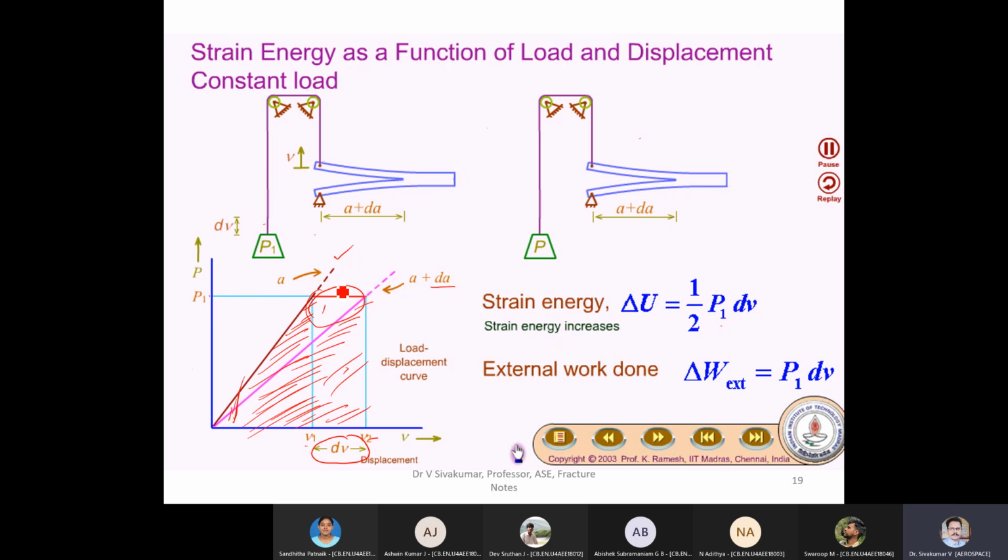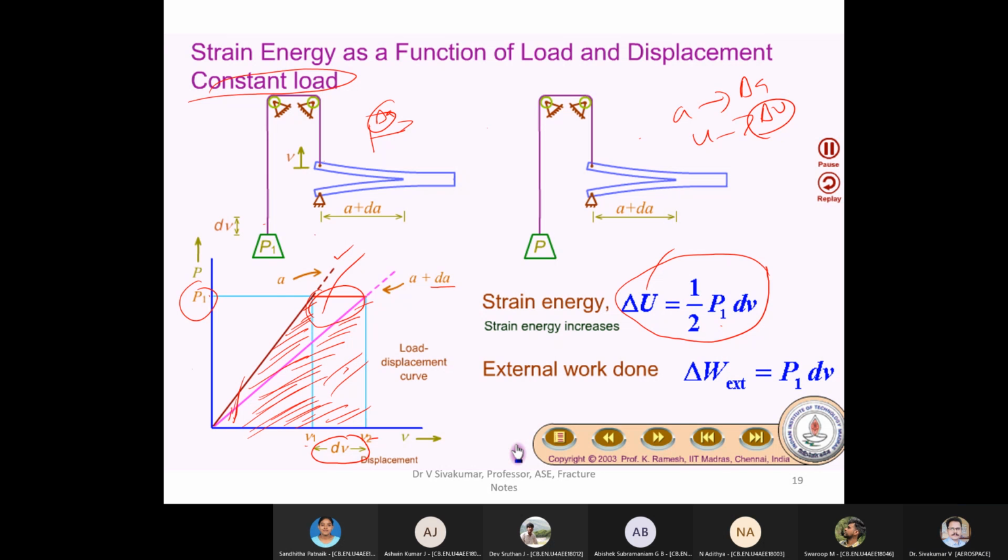this is the energy which causes delta A. This is constant, meaning at one instant of load. That's called a constant load. This is the strain energy. Incremental delta U means incremental strain energy from A to A plus delta A, U to U plus delta U, the incremental net quantity for this particular crack. That's what is called delta U.